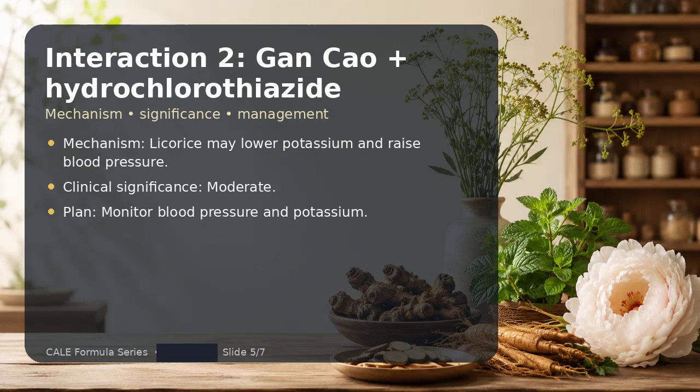Interaction 2 is Gan Cao plus hydrochlorothiazide. The mechanism is that licorice may lower potassium and raise blood pressure. The clinical significance is moderate. My management plan is to monitor blood pressure and potassium.